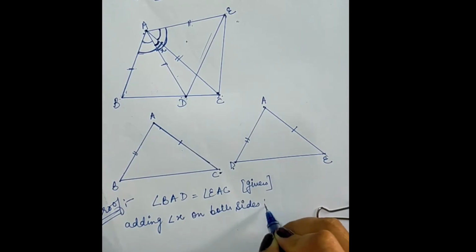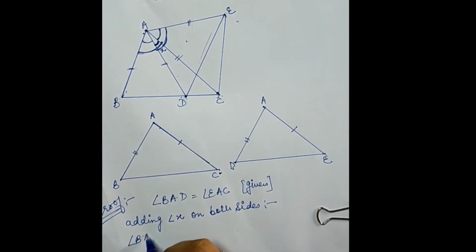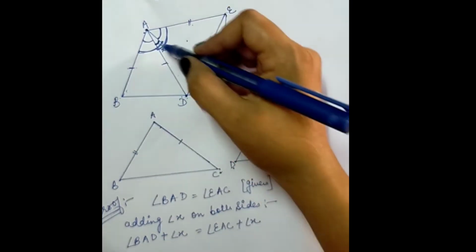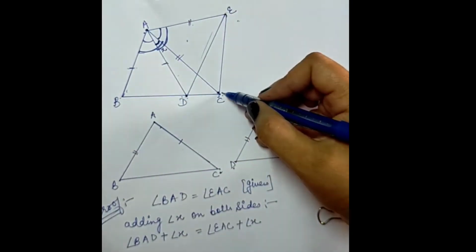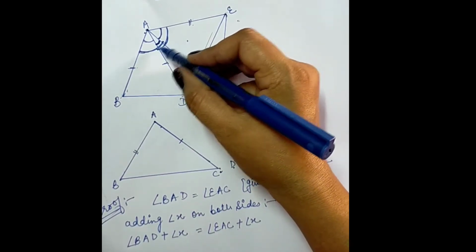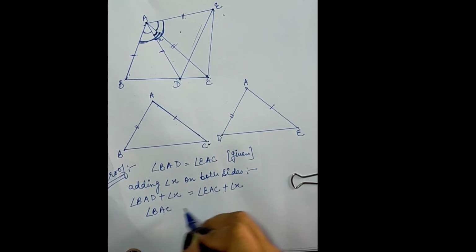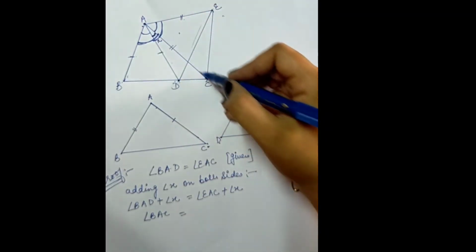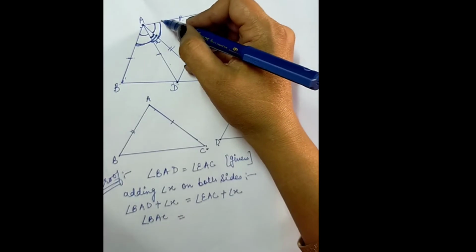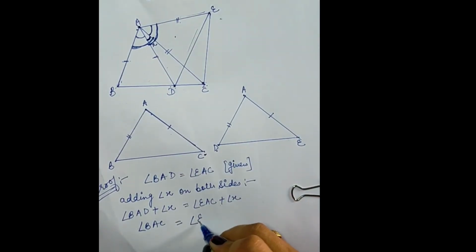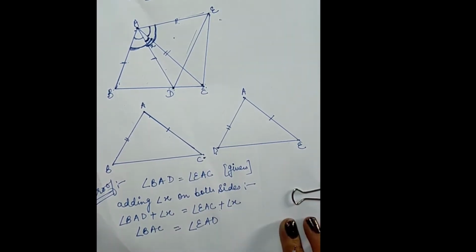So when we add angle X to BAD, similarly with EAC on both sides, we are adding the same thing. So BAD plus angle X will give us BAC. This much plus this much becomes this much. So this becomes BAC, and here EAC plus X will give me EAD. So I am writing EAD. Basically in this question, this was the main thing.